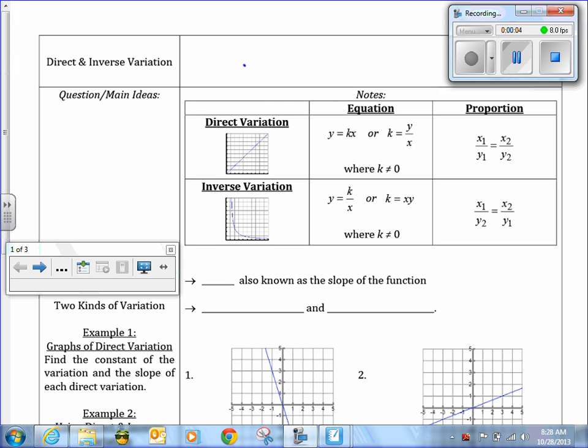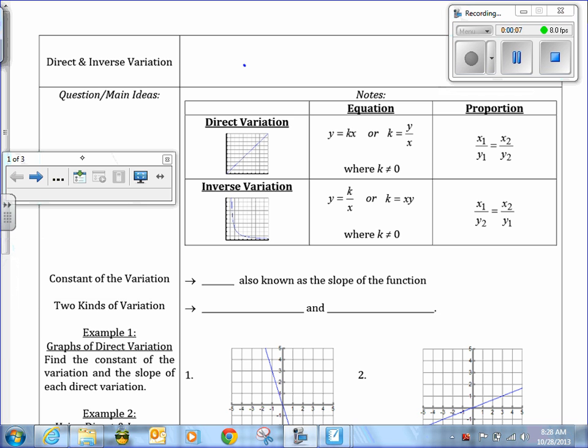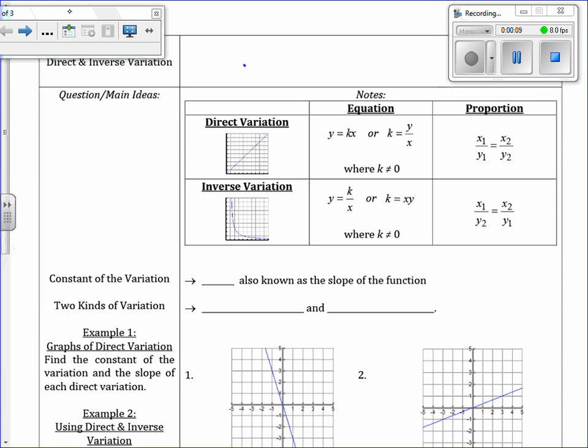Okay, now what we want to talk about is direct and indirect variation today. Basically, direct variation, we talked about it in the notes, is a constant slope and it always goes through 0, 0, where inverse variation doesn't necessarily have that. So the constant of the variation, k, is also known as the slope of the function. And there's two types of variation, and of course we just talked about it.